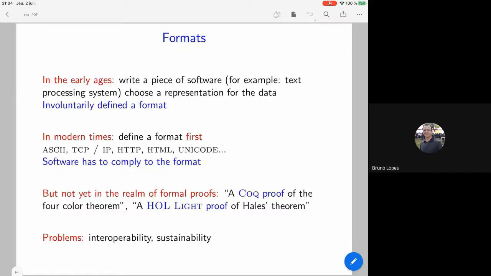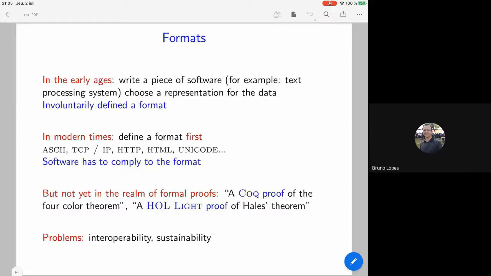And this is why when Georges Gonthier, for instance, developed his proof of the four-color theorem, we didn't say that he had developed a formal proof of the four-color theorem, but that he had developed a Coq proof of the four-color theorem, which means a proof expressed in the very specific language of Coq. And we can say the same thing for Hales' theorem. Hales developed himself a formal proof of his theorem, and he did that in HOL Light, so we have a HOL Light proof of Hales' theorem. Of course, we all believe that we could express Hales' theorem in Coq or the four-color theorem in HOL Light, but currently we don't have a HOL Light proof of the four-color theorem.